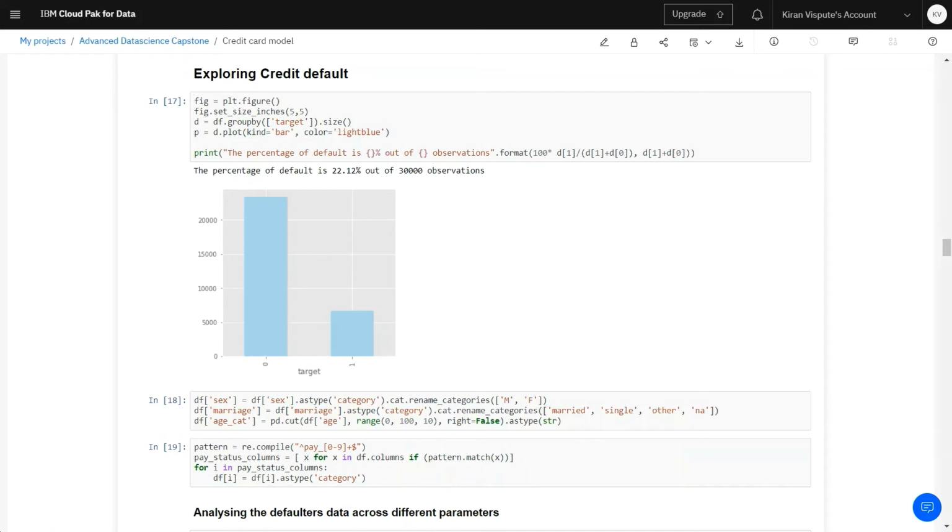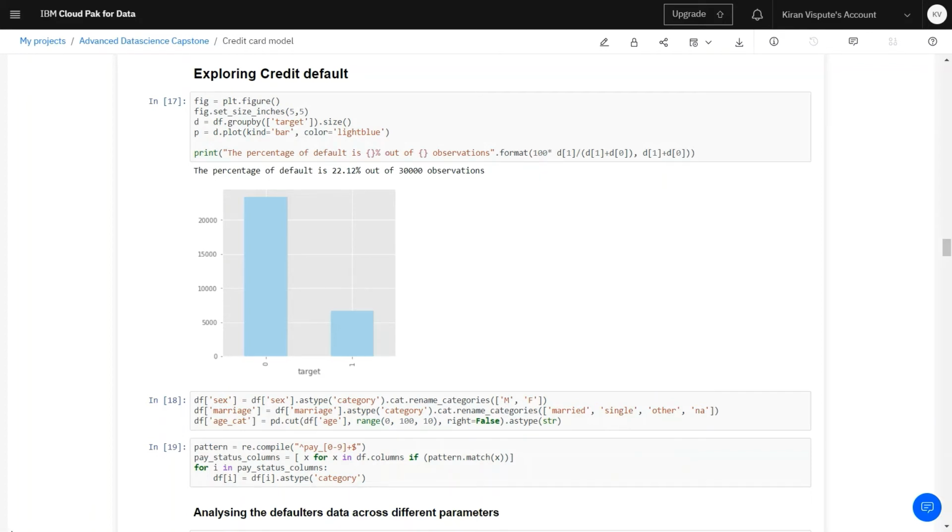So after importing the data and the initial exploratory data analysis, we come to the most important part of the project, which is exploring the credit default. If you see the plot below, a bar graph tells us that almost 22% of the 30,000 observations have defaulted on the credit card payments.